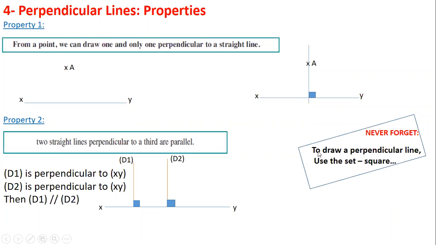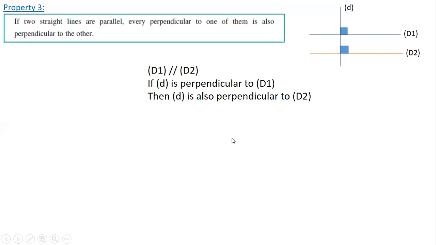Thank you. Zainab Asi, read this remark here. Don't ever forget. Read, please. To draw a perpendicular line, use the set square. Thank you. Property number 3, the other Zainab Bustani. Read, please, property number 3. If two straight lines are parallel, every perpendicular to one of them is also perpendicular to the other.